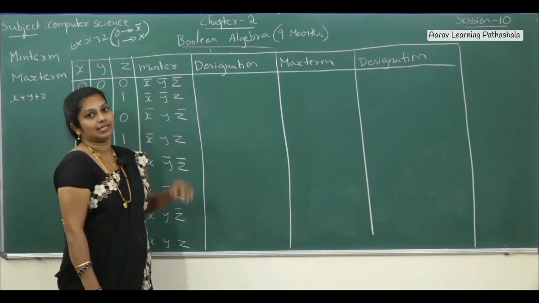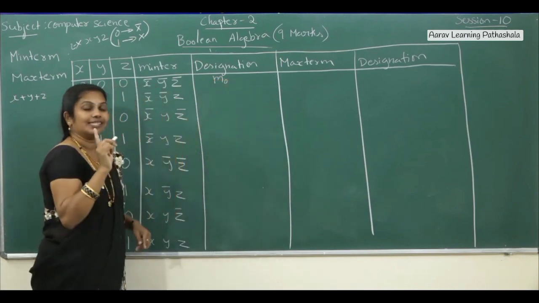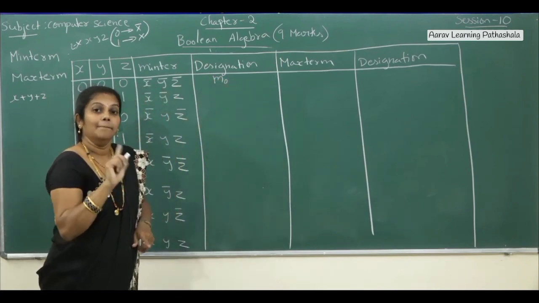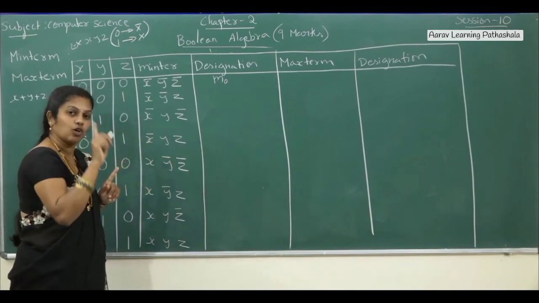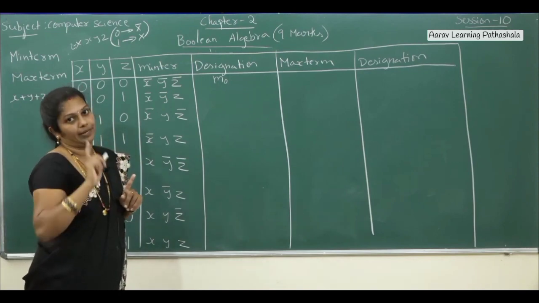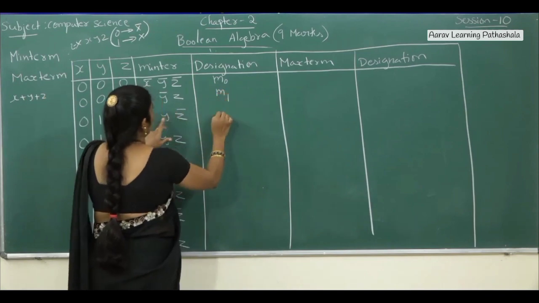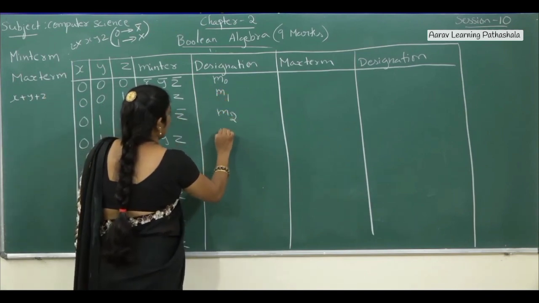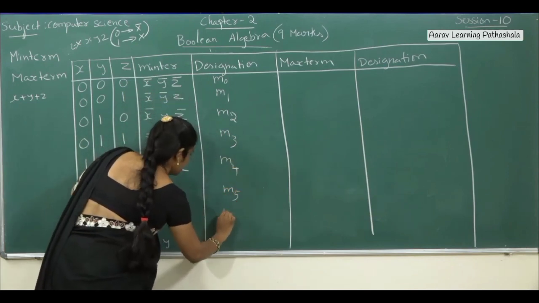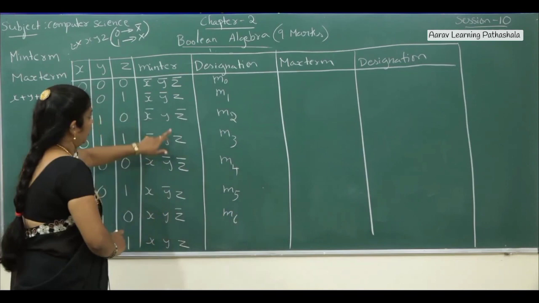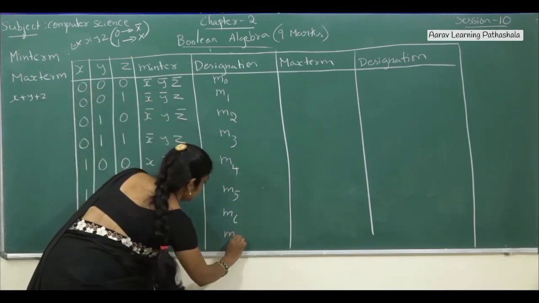Then how to represent the designation for the first one? M naught. Minterm is compulsory to write in small letter. Maxterm is compulsory to write in capital letter. Minterm should be written in small letter, maxterm in capital letter. Now here m naught, then next m1, m2, m3, m4, m5, m6 and this represents m7.